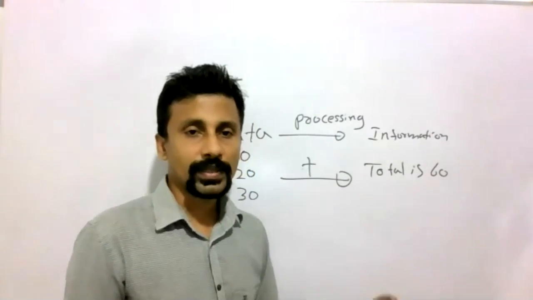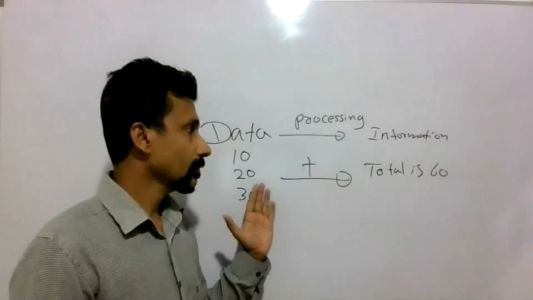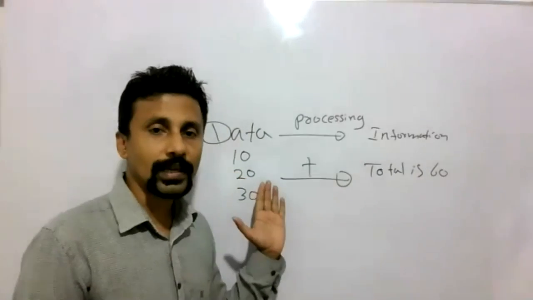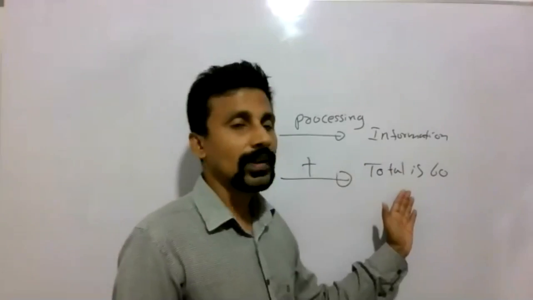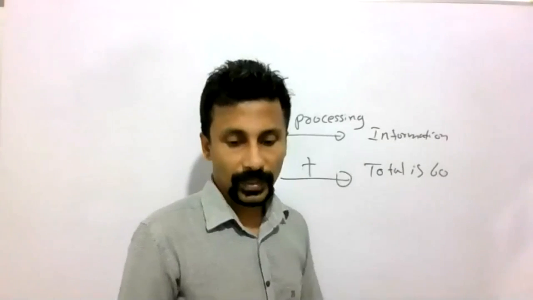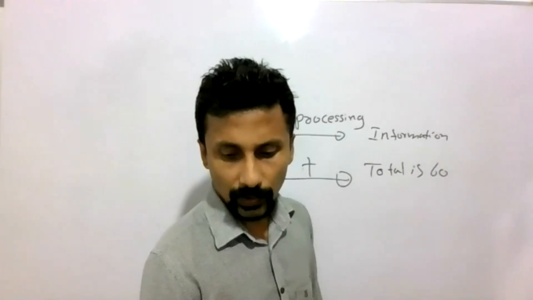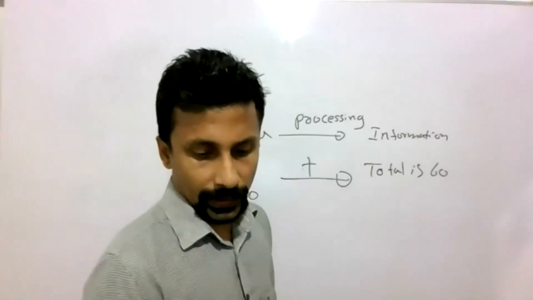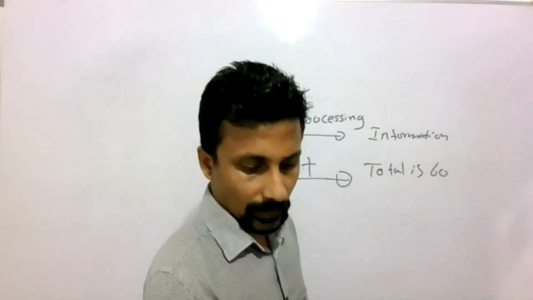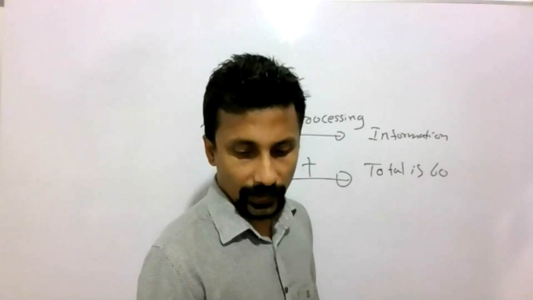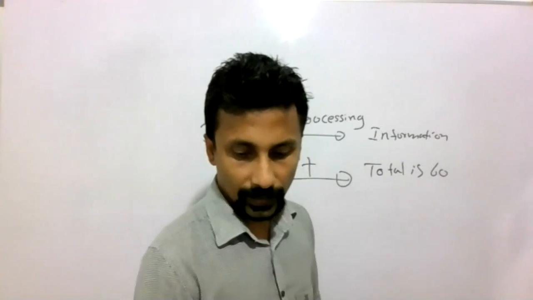Now, when you take an information system, data will be the input to the system. After processing, the output will be the information, right? So that is the basic thing, data and information. I am going a bit quickly. I will be covering this stuff quickly.